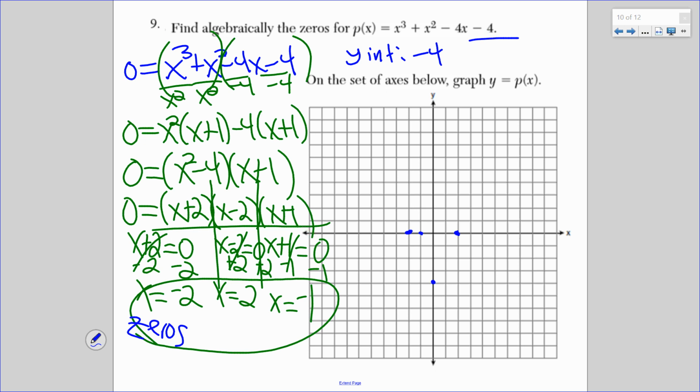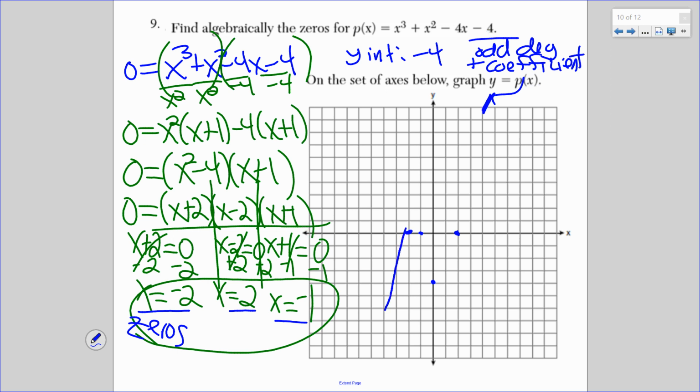I need my little picture, I need my end behavior, starting with the degree. I have an odd degree with a positive coefficient. Know your 4 little pictures. It's got to look something like that. Do I have any double roots? No, I have no double roots. They're all different. So I'm going to pass through the x-axis, and I'm going to start by sketching my little picture. I'm going to start like this.